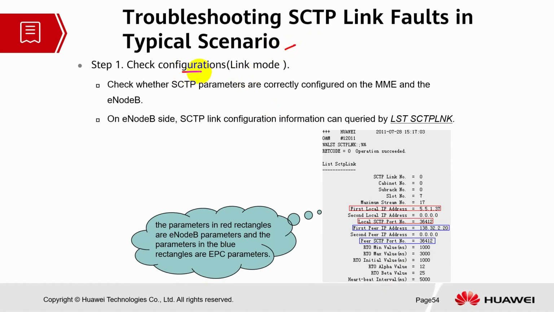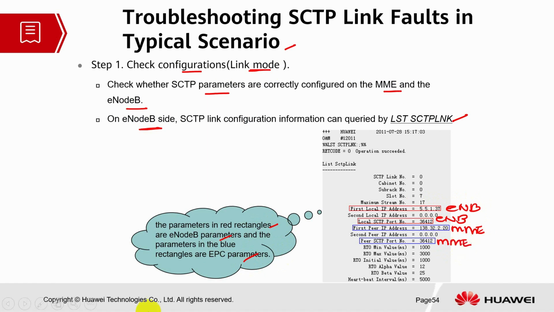So let's check the configuration in link mode, because we have two different kinds of mode. We're going to look into the link mode, to check whether the SCTP parameters are configured correctly on the MME and the eNode B. On the eNode B side, we can query the SCTP link by LST SCTPLNK. The parameters in red rectangles are eNode B parameters, so this is eNode B, and the blue parameters belong to the MME. So this is the EPC parameter. They respectively have their own IP address and their own port number.